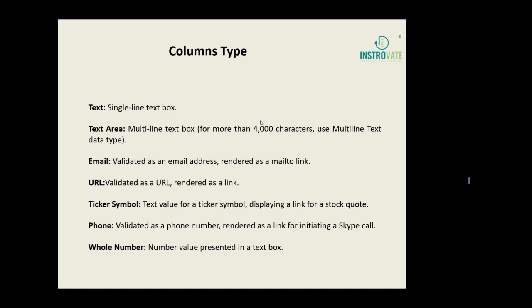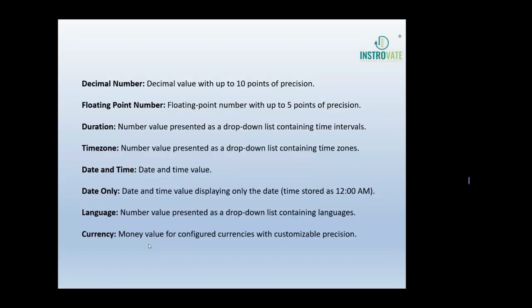Now we will see the column types. You can see text, single line text box, and text area, multi-line text box, where you can use more than 4,000 characters. Now email, to validate an email address. URL, to validate a URL. Phone, like I've explained, validates a phone number rendered as a link or for initiating a Skype call. Then whole number, decimal number, floating number.